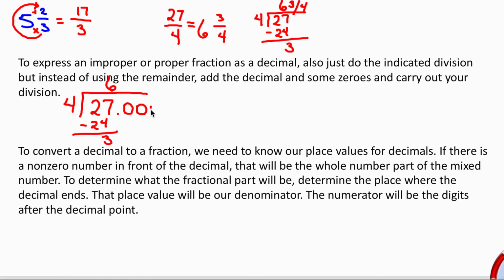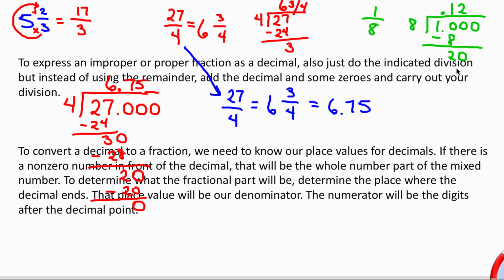1 divided by 8. 8 doesn't go into 1, so I'm going to go ahead and add my decimal and some zeros. That means my decimal is going to go right there. Now I can ignore that decimal part. 8 goes into 10 one time. 1 times 8 is 8. Let's subtract. Bring down. 8 goes into 20 2 times. 2 times 8 is 16. Subtract. Bring down. 8 goes into 40 5 times. 5 times 8 is 40, and there's nothing left over. So 1/8 is 0.125.